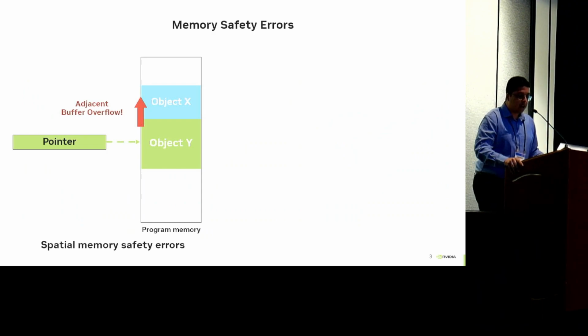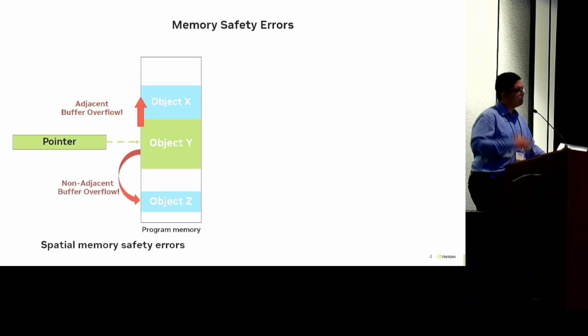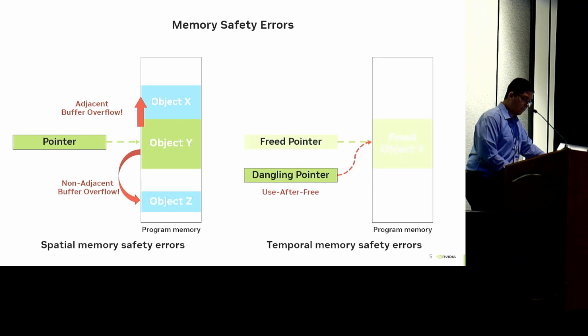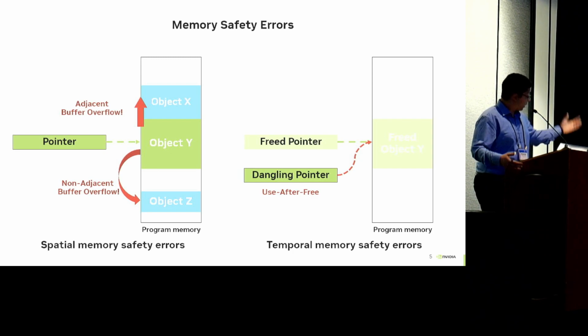Examples of memory safety errors include buffer overflows, where the object goes beyond its intended bound. Buffer overflows can impact adjacent objects in memory and non-adjacent ones, causing spatial memory safety violations. Another common type of memory safety error is use after free, which typically occurs when an object is accessed beyond its lifetime. For example, here on the slide, I show a dangling pointer that can be used to access a memory region after its original object has been freed or deleted, resulting in a temporal safety violation.